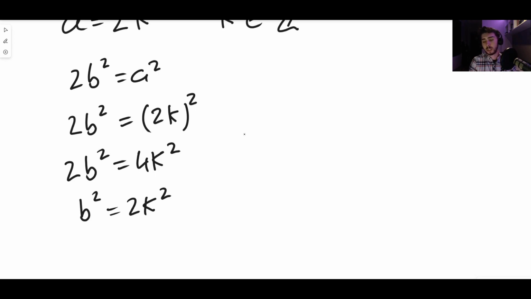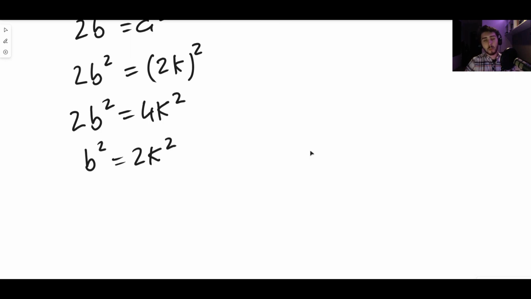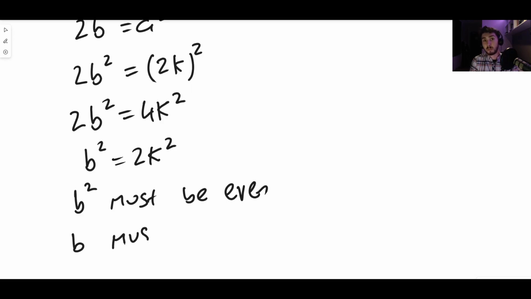Hold on a second though. Do you see what's happening? Because now we're being told that b squared is also a multiple of 2. It's 2 times some integer that's been squared. It's even. So b squared must be even, and using the exact same logic as before, that means that b itself must be even. So b squared is a multiple of 2, that means that b is also even, it's a multiple of 2 in and of itself.